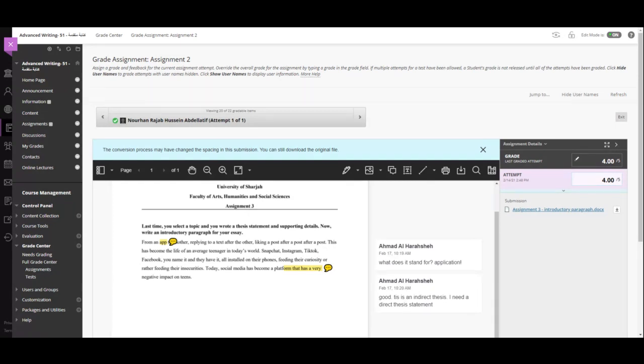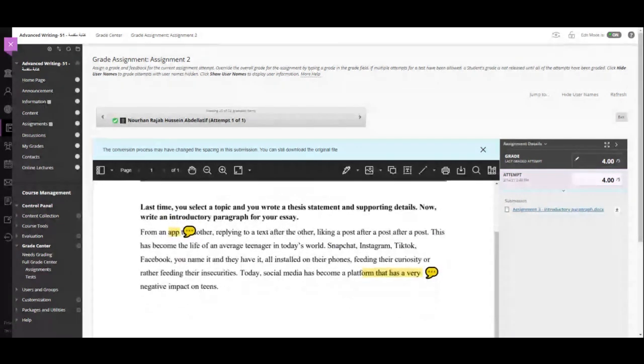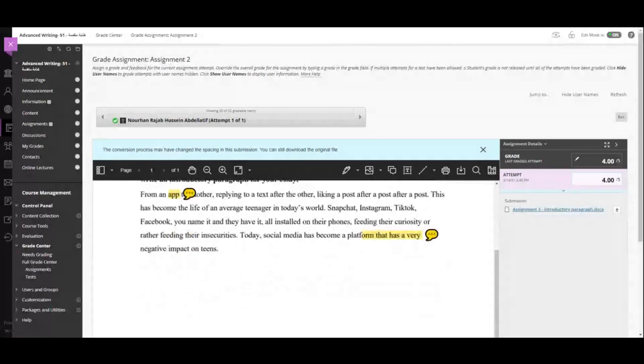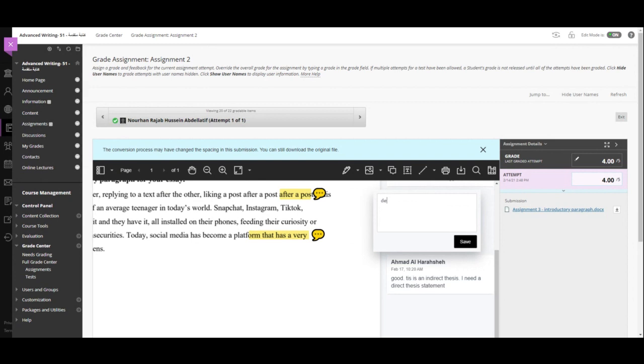Please. Here, "from an app to another, replying to a text after the other, liking a post after a post." There is no need for repetition in English, because just here, "liking a post after a post," that's it. Delete "after a post." This one must be deleted. All right, Nurhan?